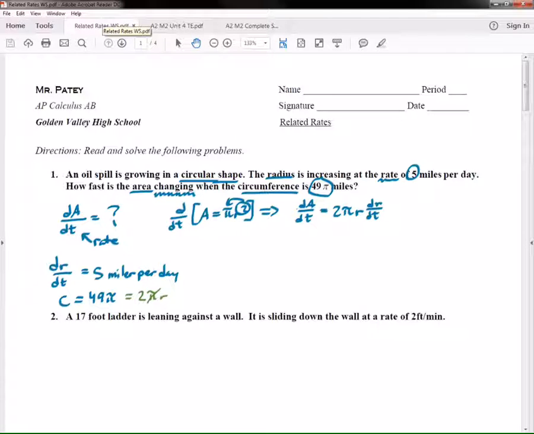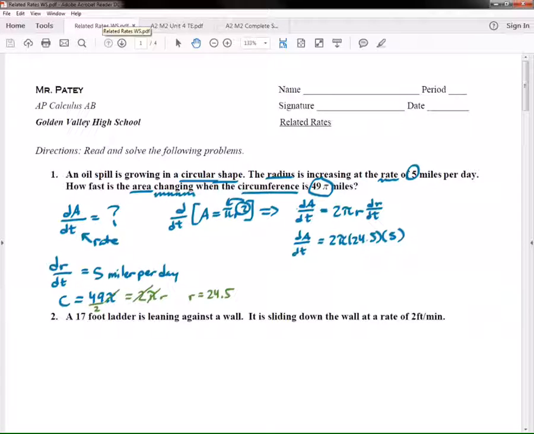If I divide both sides by pi, the pi's would go away, and then I would have to divide both sides by 2. So I divide that by 2, I divide this by 2, and then I get r equals 24.5. So now I have my r. So this is what I would write. I would write 2 pi times 24.5 times 5. That's going to be dA over dt.